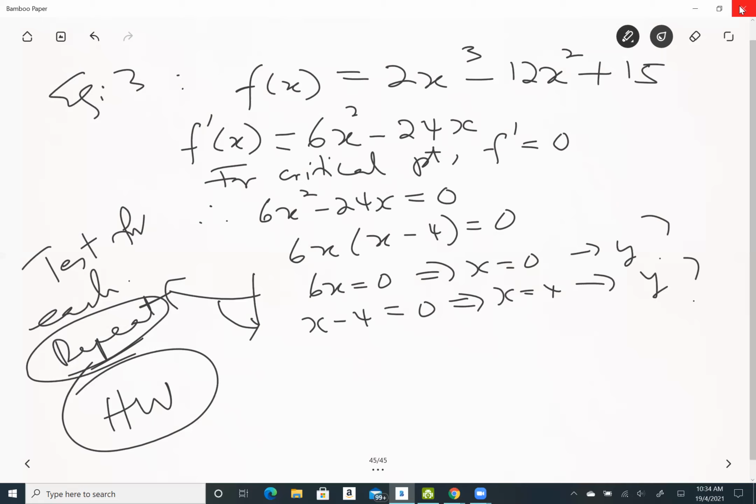It's in 10.3 application. So you go to 10.3, look at application. There are similar applications, which are revenue, cost, profit. So it's nothing new. The only new thing is you apply the second derivative test. Okay, so look at example number one. Here, 10.3, example one, that is on the revenue.